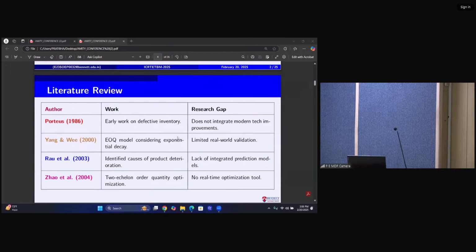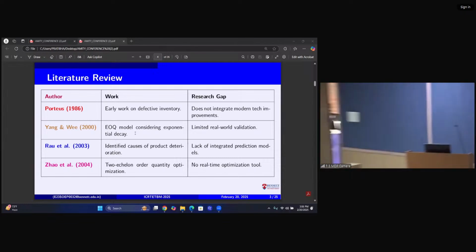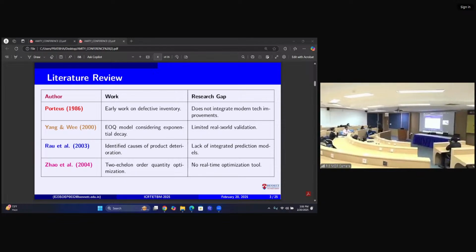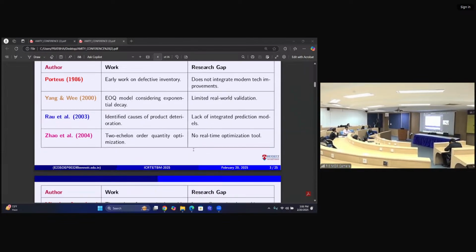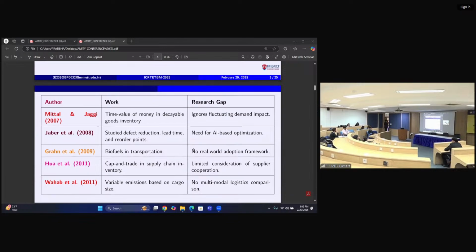These are the literature review. The author proposed in 1986 early work on defective inventory that does not integrate modern technology and improvements. Et al. in 2000, EOQ model considering exponential decay, limited real-world validation. Ryu et al. in 2003, infinite causes of product deterioration, lack of integrated production models. Zhu et al. in 2004, two equivalent order quantity optimization, no real-time optimization tool. Mittal and Jaggi in 2007, time value of money in decayable goods inventory.